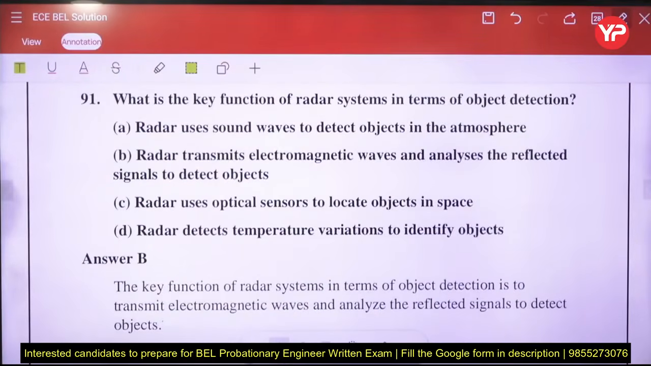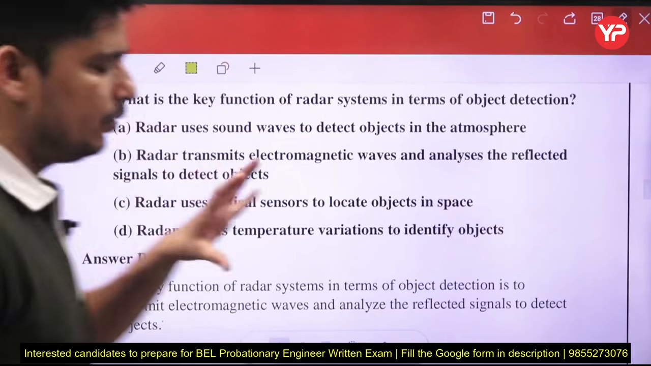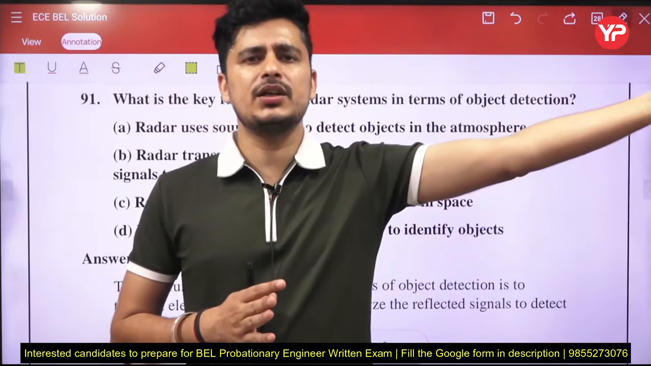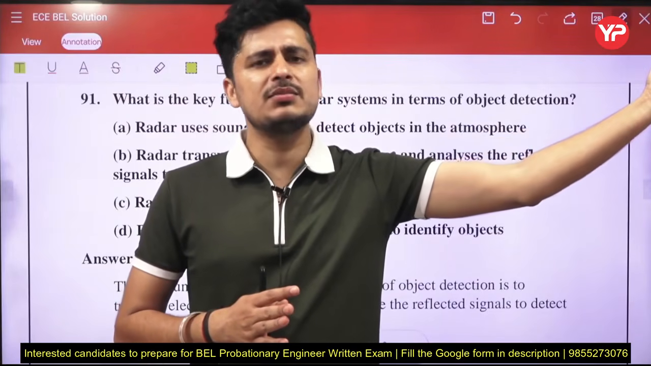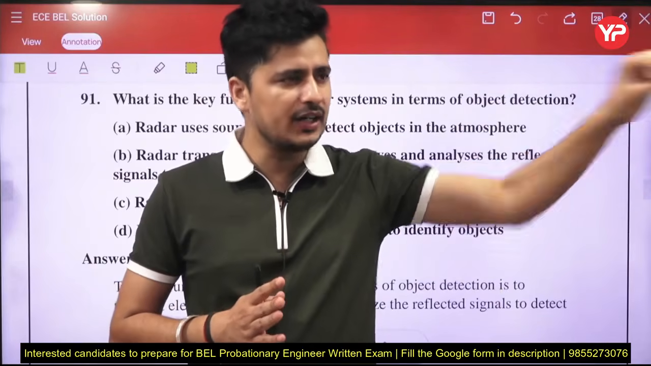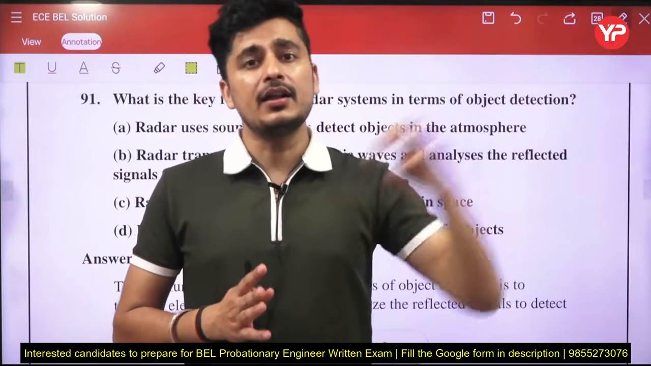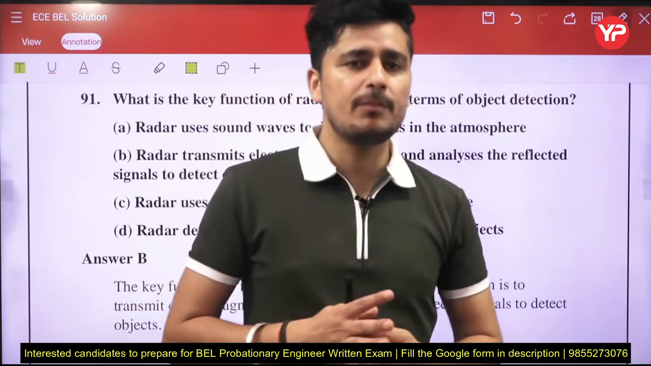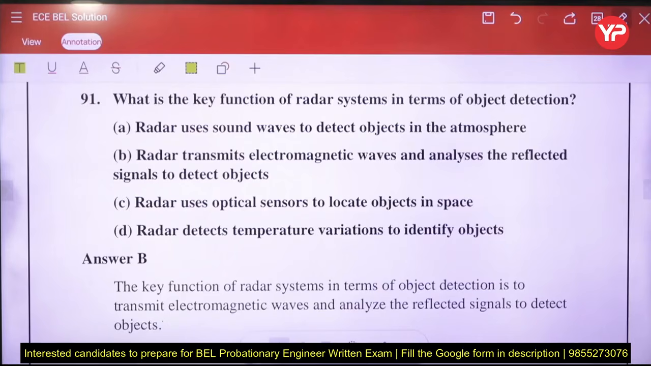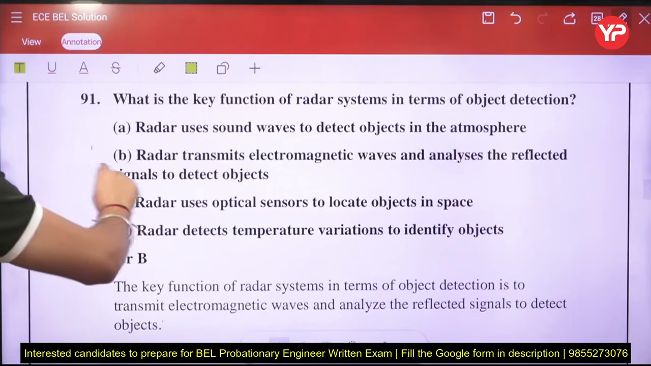What is the key function of a radar system in terms of object detection? See, basically, what will radar do? Radar will transmit a signal from the transmitter. That signal will reach the object coming towards us, and the object will reflect some part of that signal, and the radar will receive back that signal. On the basis of that received signal, it will identify which type of object is coming or going away from us, right? So radar transmits an electromagnetic wave and analyzes the reflected signal to detect the object.